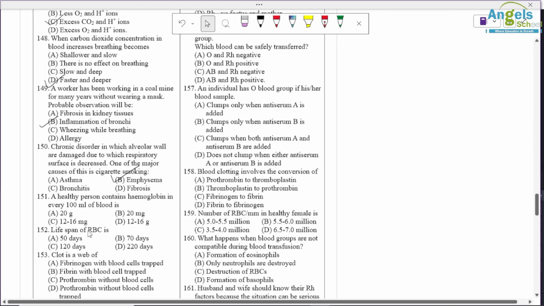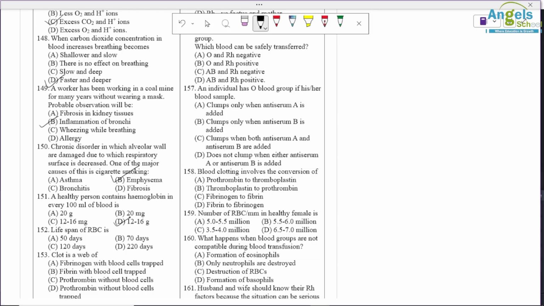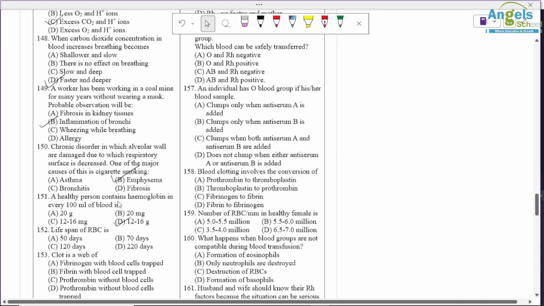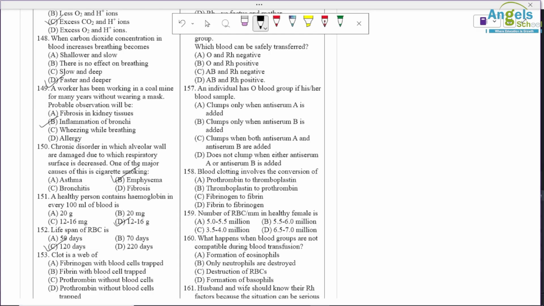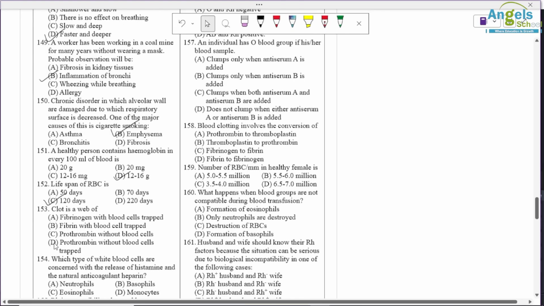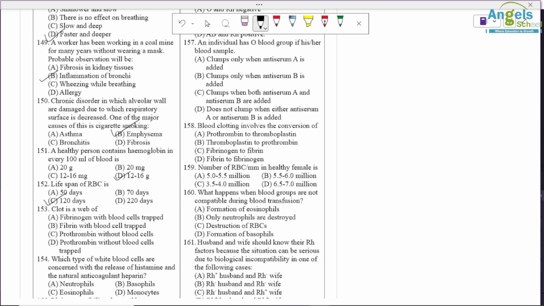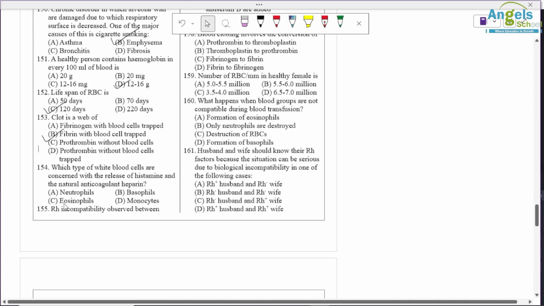A healthy person contains how much hemoglobin in every 100 ml of blood? Okay, so a healthy person contains 12 to 16 gram of hemoglobin, or average 15 gram of hemoglobin in 100 ml of blood. Lifespan of RBC is 120 days only. A clot is a web of fibrin with blood cells trapped. Question number 154. Which type of white blood cells is concerned with the release of histamine and the natural anticoagulant heparin? So it is basophil only.